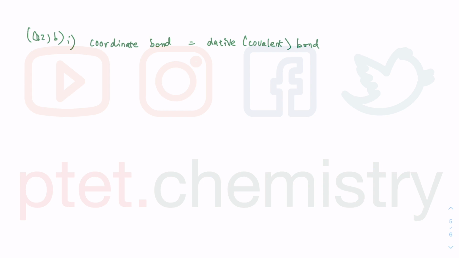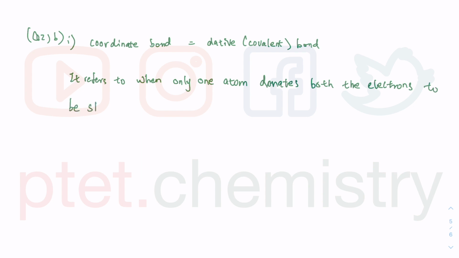Okay, so coordinate bond refers to when only one atom donates both the electrons to be shared in a covalent bond. So in a normal covalent bond, you have one electron from each of the atoms. Let me show you an example, it's better this way. If you have X and Y, one of them gives one of these electrons and the other one gives the other electron. So this is a normal covalent bond.